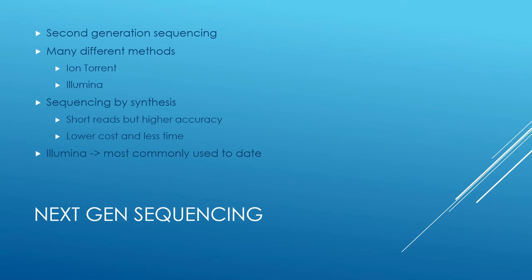So the next type of method is next-gen sequencing, which is also called second-generation sequencing. This umbrella term basically covers a lot of sequencing techniques developed in the early 2000s and the late 90s. But the main one we'll be focusing on is Illumina sequencing. And this does sequencing by synthesis. This yields short reads, but with extremely high accuracy, and it also has lower cost and less time. And up to today, Illumina sequencing is the most commonly used sequencing method.